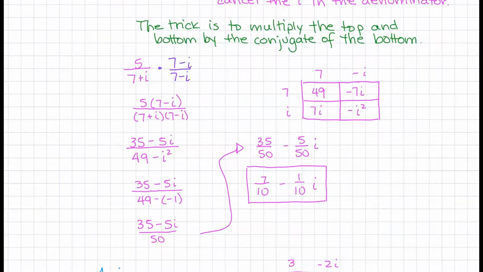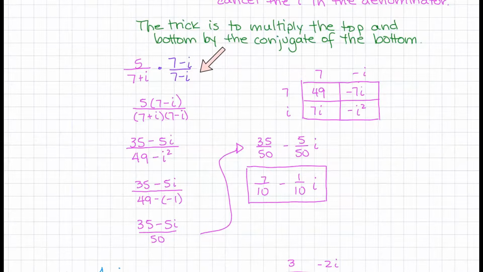But I have to multiply top and bottom by the same thing. Remember that giant 1 that you learned about in Integrated 1. So I have to multiply by a form of 1 so I don't change the value. So again, this is the thing you've got to remember with division. The trick is multiply the top and the bottom by the conjugate of the bottom. So let's see what happens.